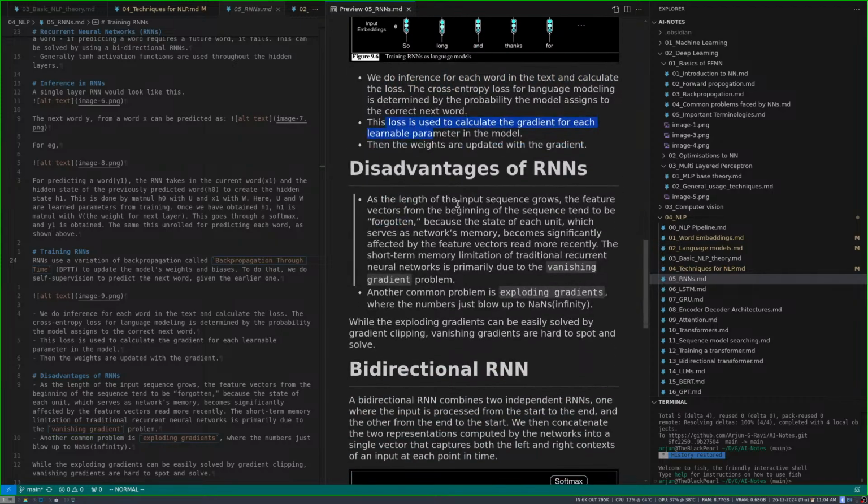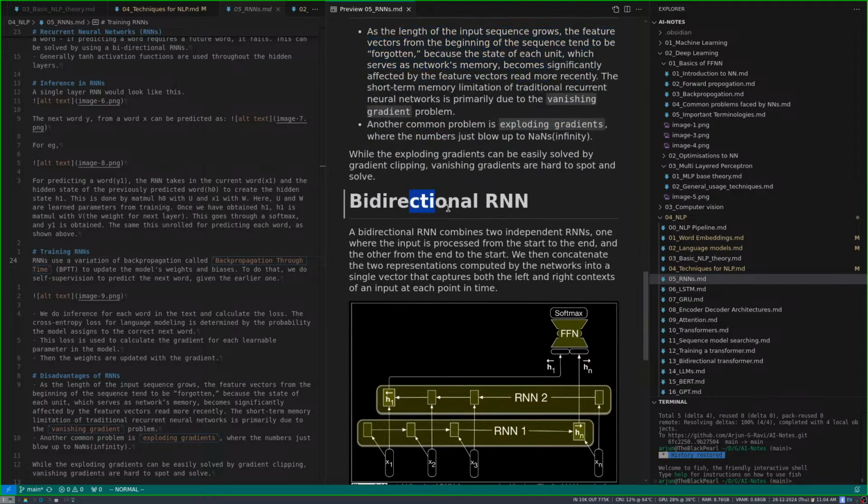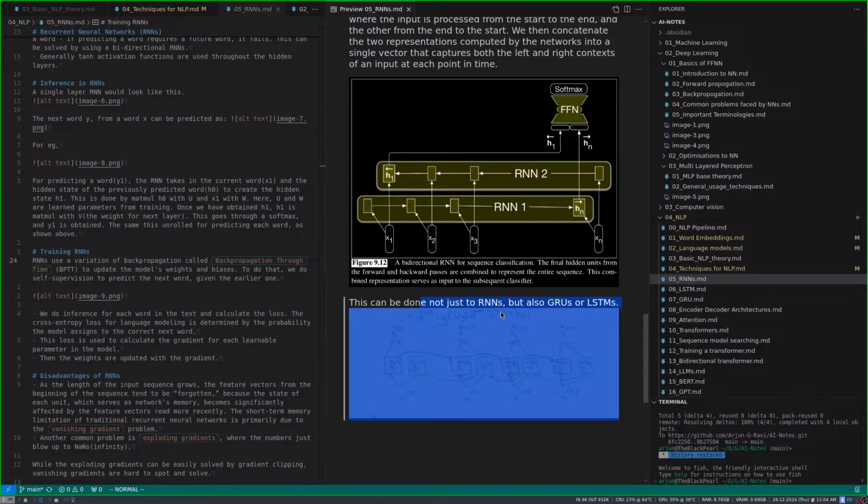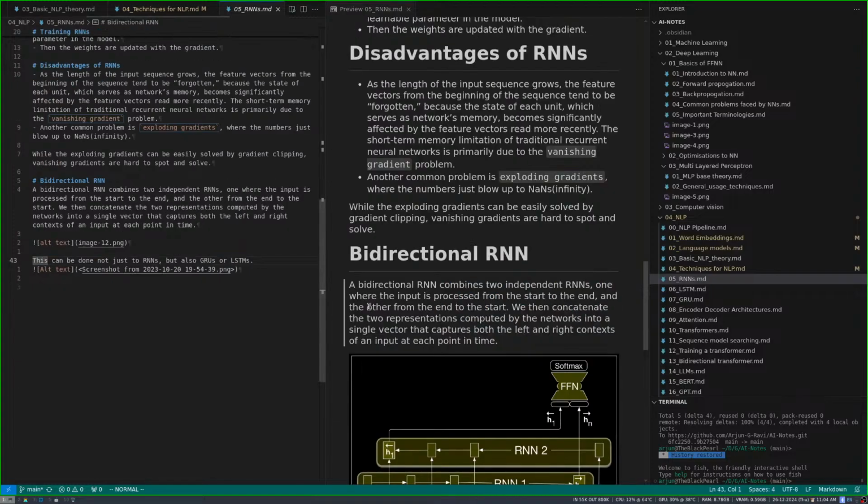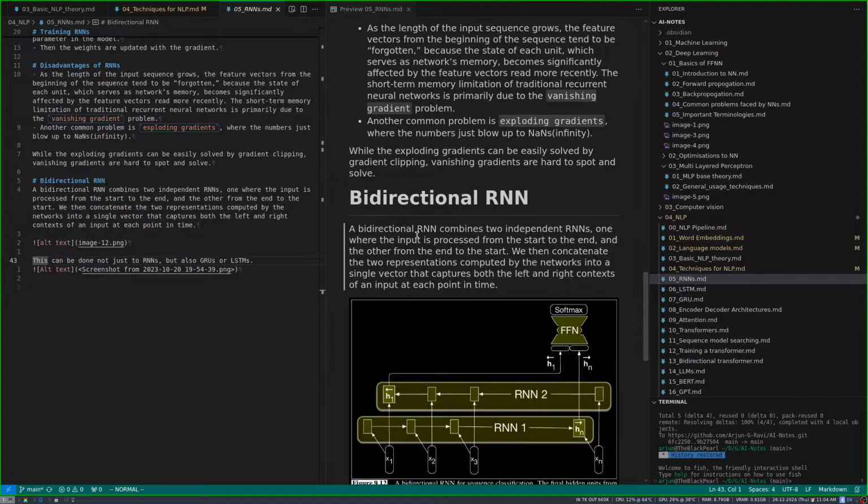Okay. Disadvantage of RNN. Vanishing gradient, explaining it easy. Bidirectional RNN. Okay.